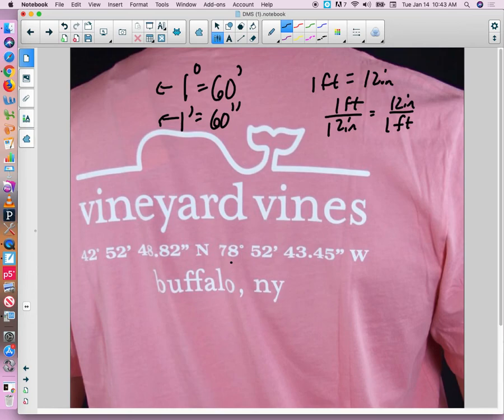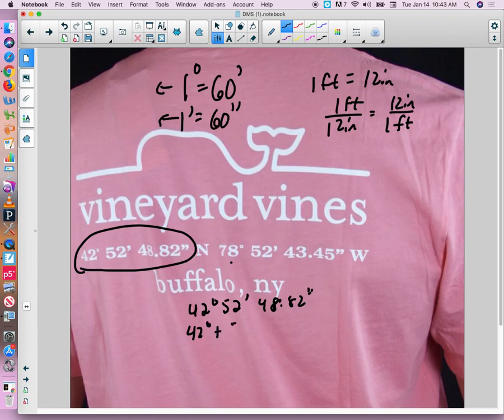All right, so if we take this, 42 degrees, 52 minutes, and 48.82 seconds. A decimal of a second on the surface of the earth is relatively small, but is even more precise. There's not something after seconds, okay? So what I would say to do is say 42 degrees, and this is 52 out of a possible 60 minutes, and this is 48.82 out of a possible 3,600 seconds.